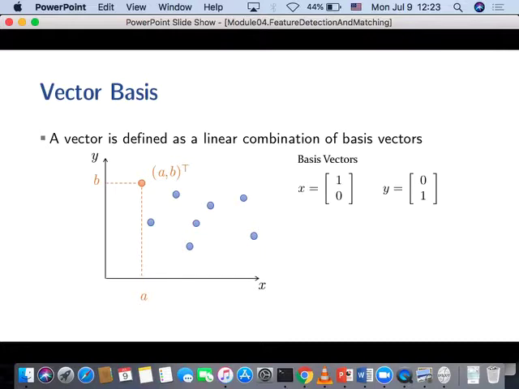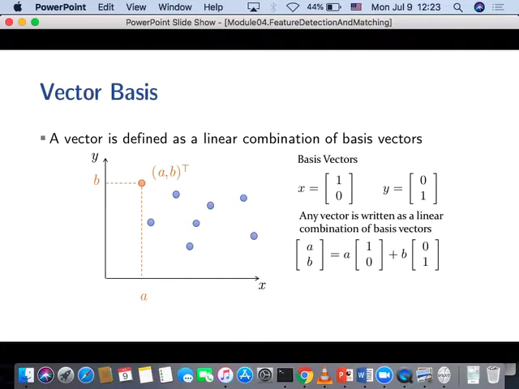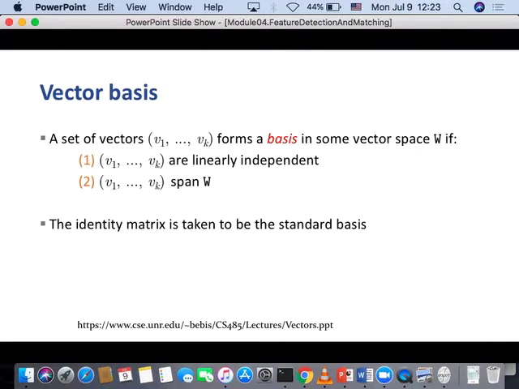And then when I said I have a vector AB, what I essentially mean is that AB is really a scalar A times the first basis and a scalar B times the second basis. That's the notion of basis vectors. It's obvious you are familiar with that. So any vector can be written as a linear combination of basis vectors. Agreed? We have done this before.